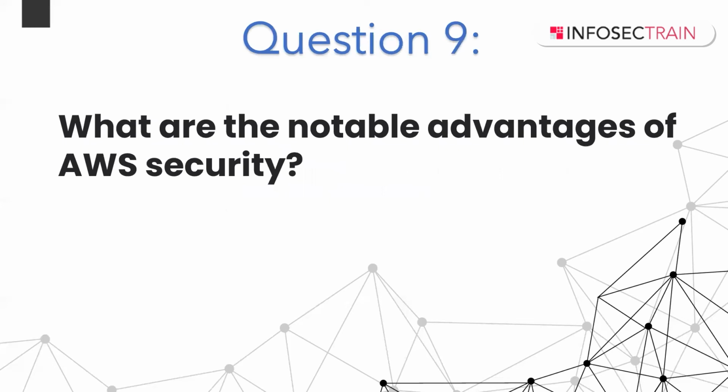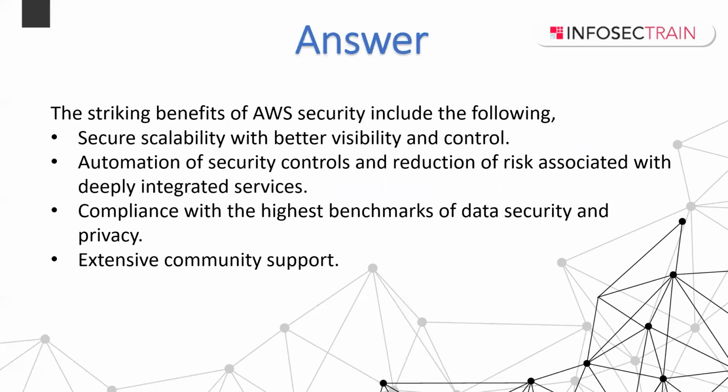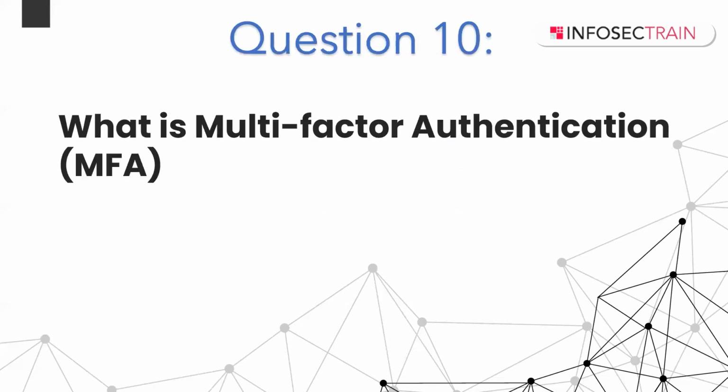What are the notable advantages of AWS security? The striking benefits of AWS security include the following: secure scalability with better visibility and control, right? Now, automation of security controls and reduction of risk associated with deeply integrated services. Security services are automated, like you can go for Shield, and there are a lot of other things. By using these things, you can reduce the risk. Then you have compliance with the highest benchmark of data security and privacy. And finally, extensive community support.